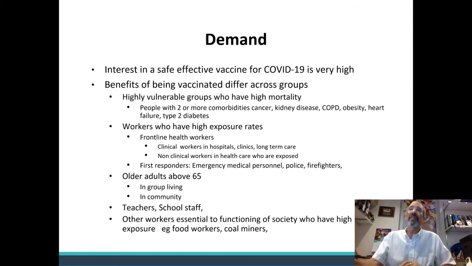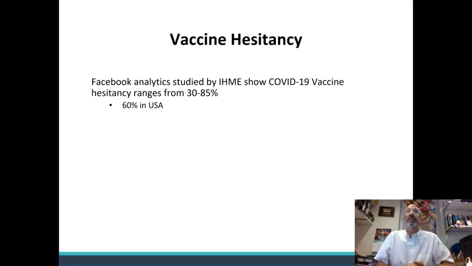So we have a lot of categories of people who we want to get vaccinated, who they themselves want to get vaccinated, and those vary. Down at the bottom are people who are just around, who don't feel a high risk of disease and are not highly exposed to disease, but they need to get vaccinated in order to get our numbers up to 60 to 70% for herd immunity.